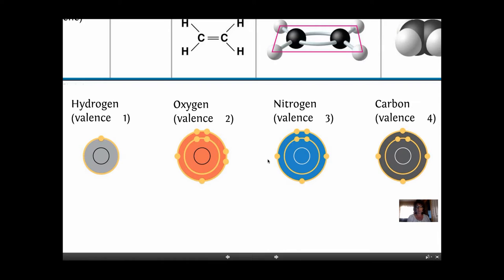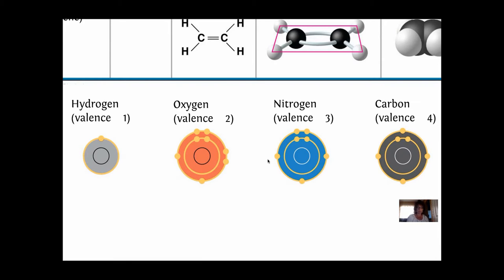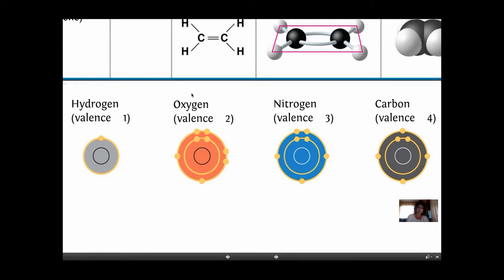So all of these guys will make covalent bonds, and sometimes they are polar covalent bonds depending on the electronegativity of the atom. For example, oxygen is very electronegative, as you heard about in the water discussions, holds the electrons very close to it, therefore making a polar covalent bond.